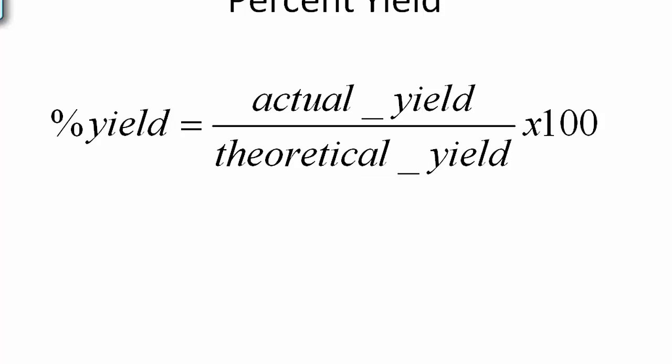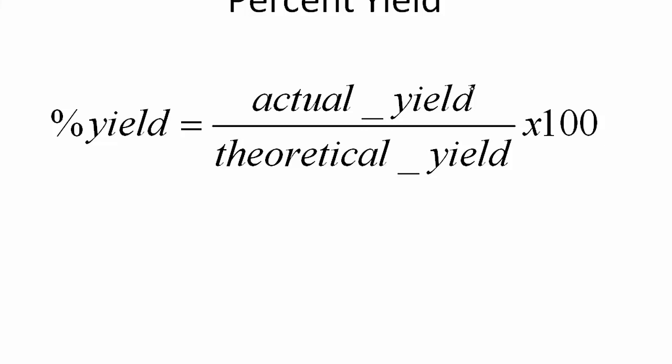Okay, in today's discussion, we're going to be looking at percent yield and limiting reactants. So we're going to address the percent yield first. Percent yield is just a measurement of how much product you produced in an experiment compared to how much you could have produced based on the amount of reactants that you started with. Okay, so here's our expression for calculating percent yield.